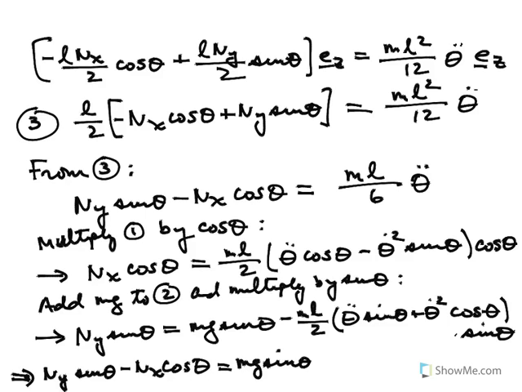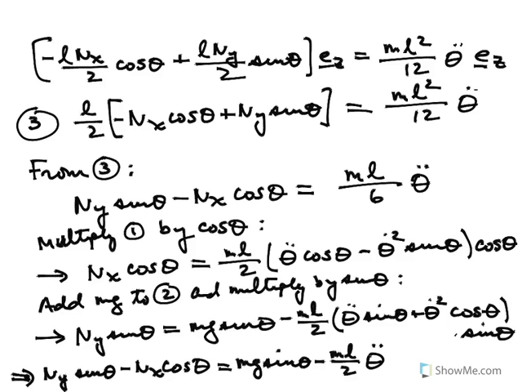sine squared theta minus ml over 2 theta double dot cosine squared theta, which just gives me minus ml over 2 theta double dot. Then I've got minus ml over 2 theta dot squared cosine theta sine theta, and then I get plus ml over 2 theta dot squared sine theta cosine theta, so they all drop out to 0, and I'm left with what's sitting here.